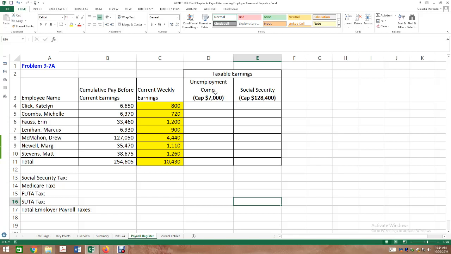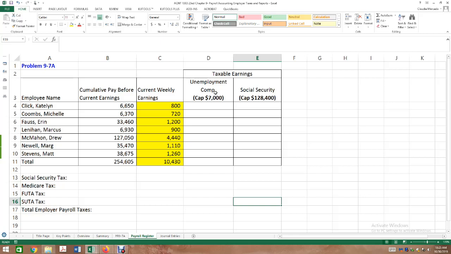So, if we look at Catalan Click, we have to figure out how much of her wages for Catalan Click is taxable for unemployment compensation purposes. Let me just quickly get something from right here. So we have to identify. This week, Catalan earned $800.